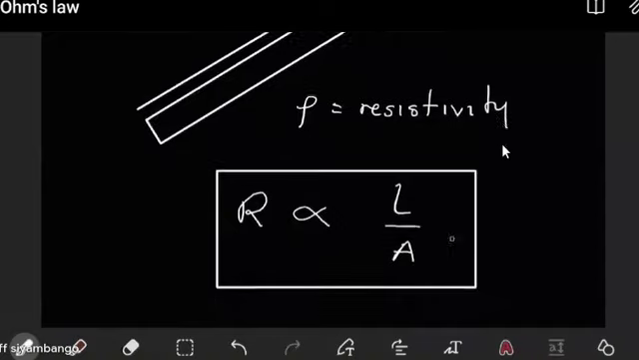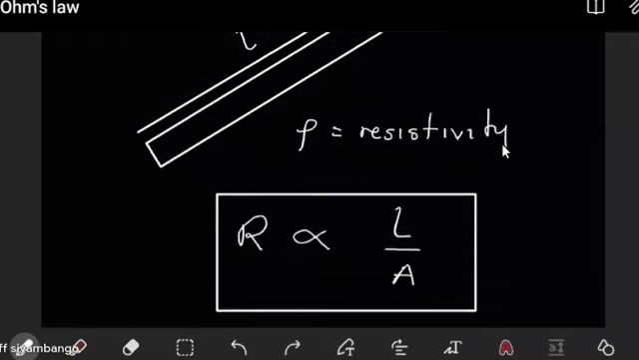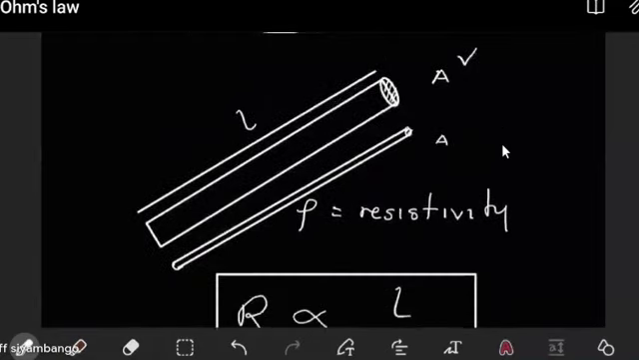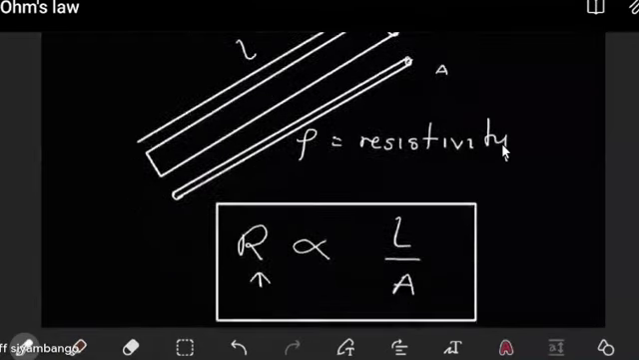But look at this, there's area as well. Area also affects what the resistance is going to be. So what does this imply? It implies that a thin wire, a very thin wire, will attract more resistance. If the cross-sectional area is very small, like this one here, which is very small compared to the one on top, then the resistance will be greater. But if the cross-sectional area is bigger, then the resistance will be less.